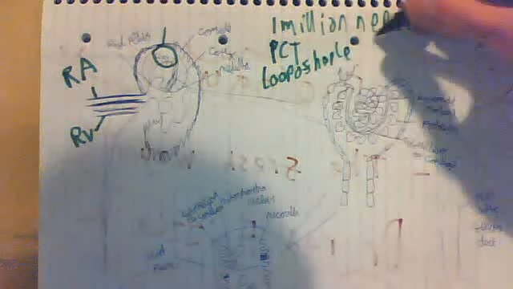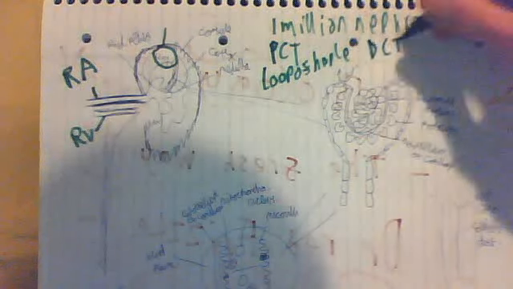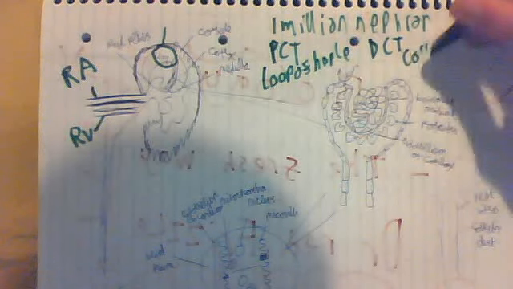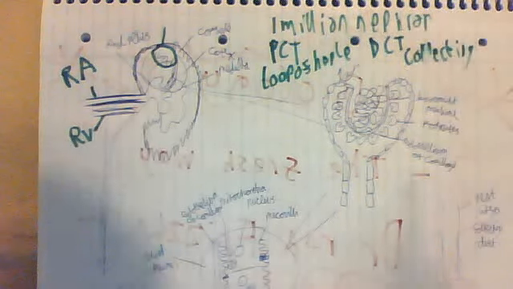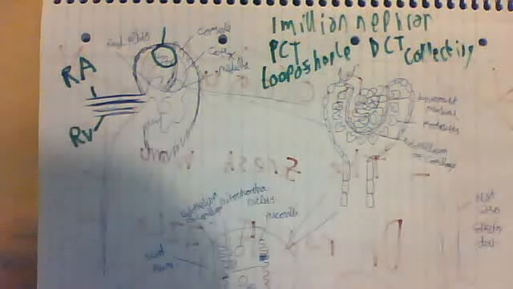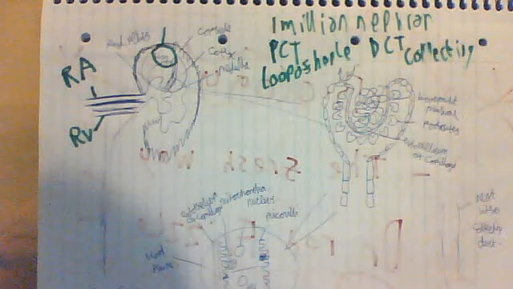And in the nephron, I'll just do a quick recap. You have your proximal convoluted tubule. You have your loop of Henle. You have your distal convoluted tubule, and you have your collecting duct. Now, I'm not going to go into too much detail with the collecting duct in this video. I'm going to go into more detail with the structure of the proximal convoluted tubule lining.